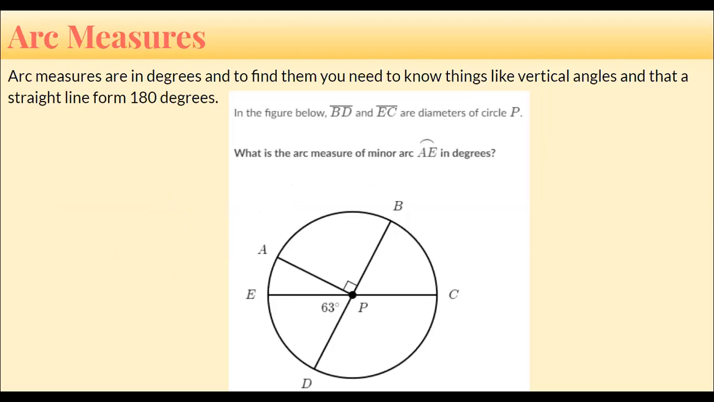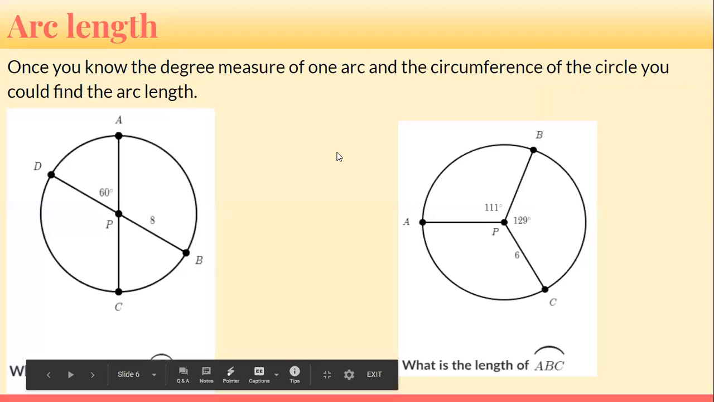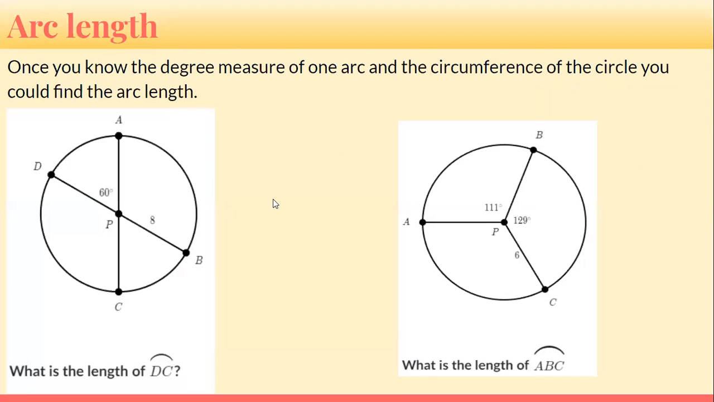Now, let's move on to something more difficult. So once you know the degree measure of one arc and the circumference of the circle, you'll be able to find the arc length. Okay? So in these kind of problems, they would essentially give you an angle where you need to find the angle, and they would give you the radius or the diameter, and then you need to find the circumference, and then you need to set up a proportion, okay, essentially. So let's look at problem 1.